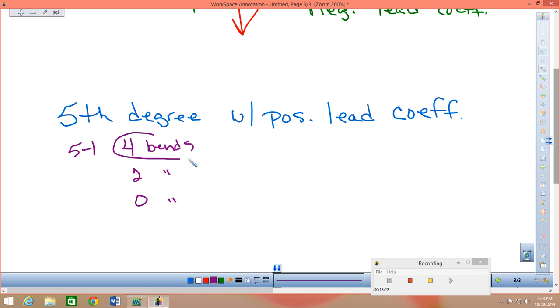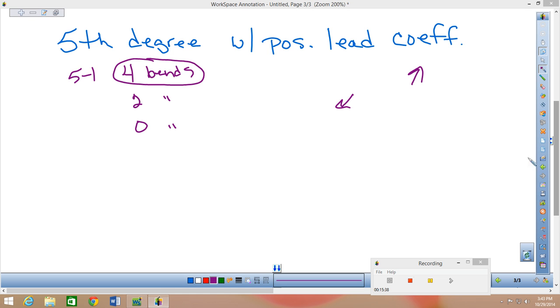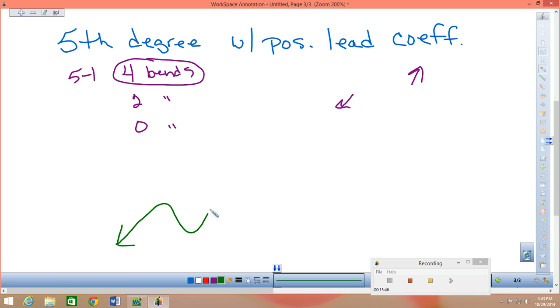I'm going to go ahead and do this one though. Because it's 5th degree, I know that those ends point in opposite directions. Since it's a positive lead, I know the right end is going up. That means this end has to go down. Let's sketch that real quick and then I'll be done. See if I can get 4 bins in here. 1, 2, 3, 4. That is possibly what a 5th degree polynomial looks like. We'll get into more of this this week. Please don't forget to ask questions in class if you're not understanding.